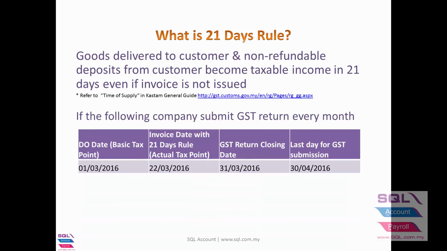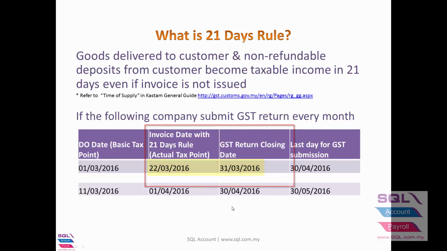The first scenario is a simple, straightforward one. The DO is issued on the 1st of March and this will be referred to by Customs as the basic tax point. Exactly 21 days later, an invoice is issued on the 22nd of March. Invoice in March, GST return in March.